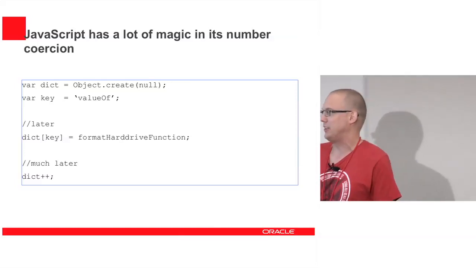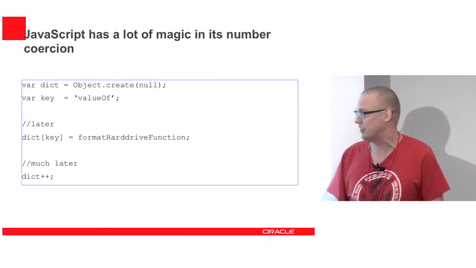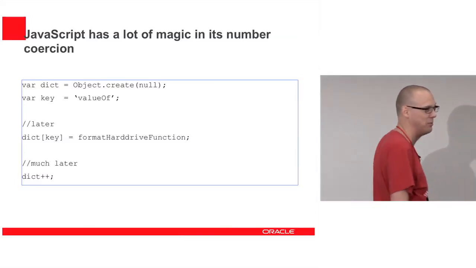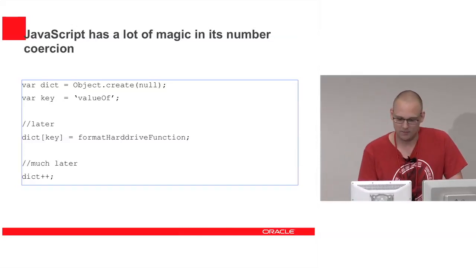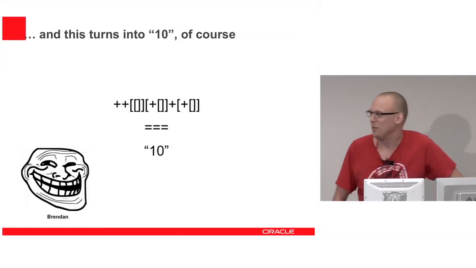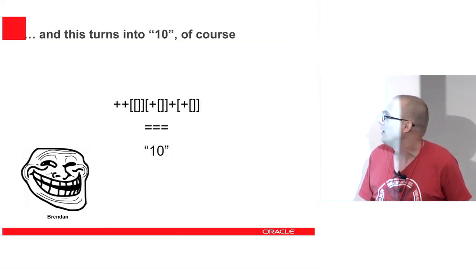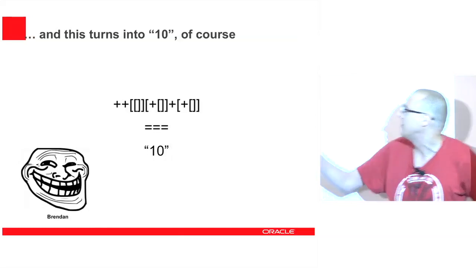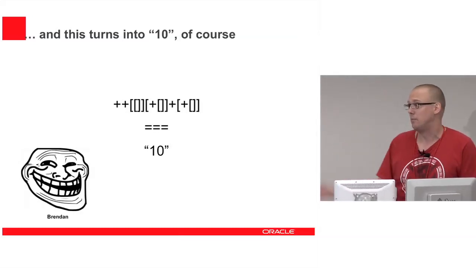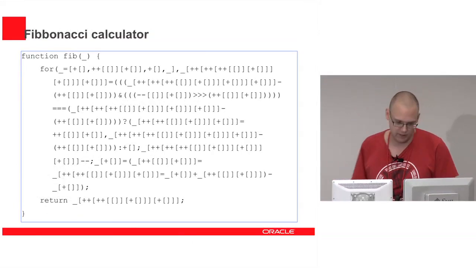So there's a lot of magic in JavaScript and number coercion. You can create an object, and you can set the valueOf method to your format hard drive function, and then much later when you do plus plus on the dict object, the coercion will take place and the format hard drive function will be called. And this turns into the string 10, of course. Because plus empty bracket array is 0, and this is the 0th element of the inner array, and then it's a plus plus prefix operator. And then it's some type coercion rule that I've forgotten, so it blows up to a string because they were different types. Here's a Fibonacci calculator that I've written.